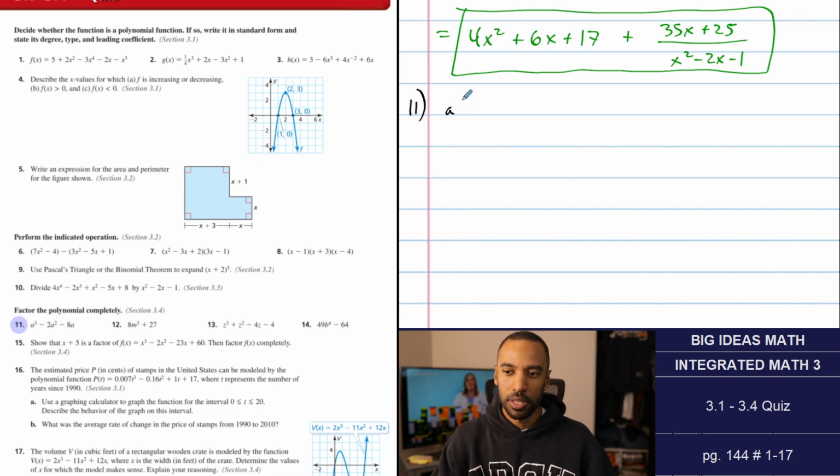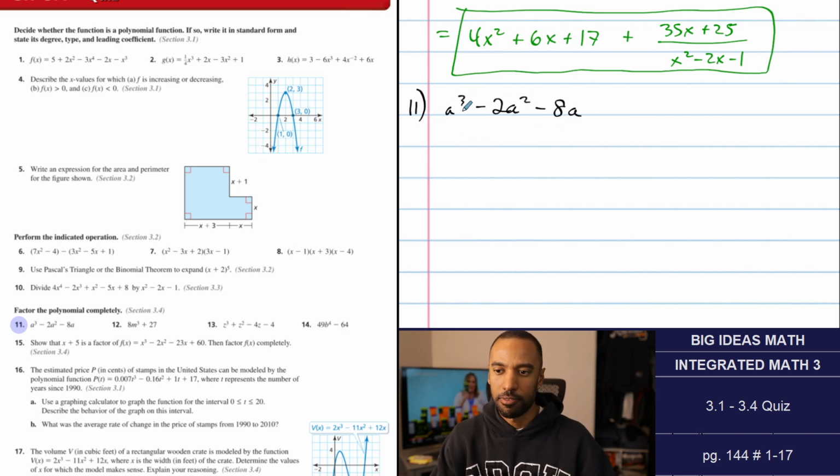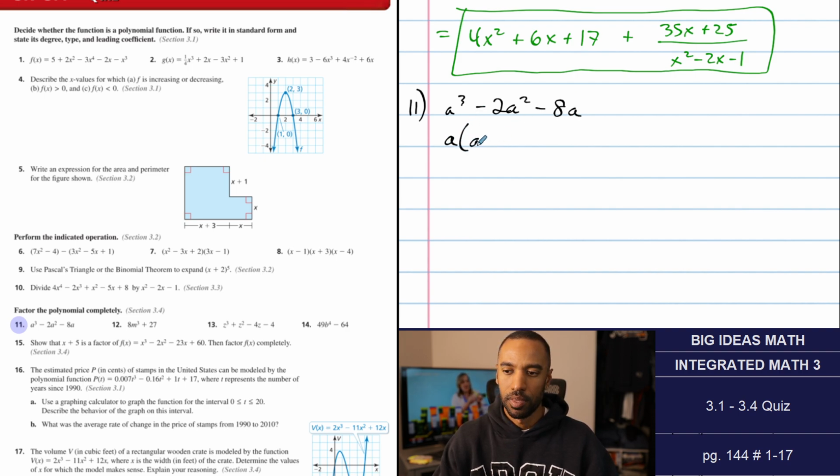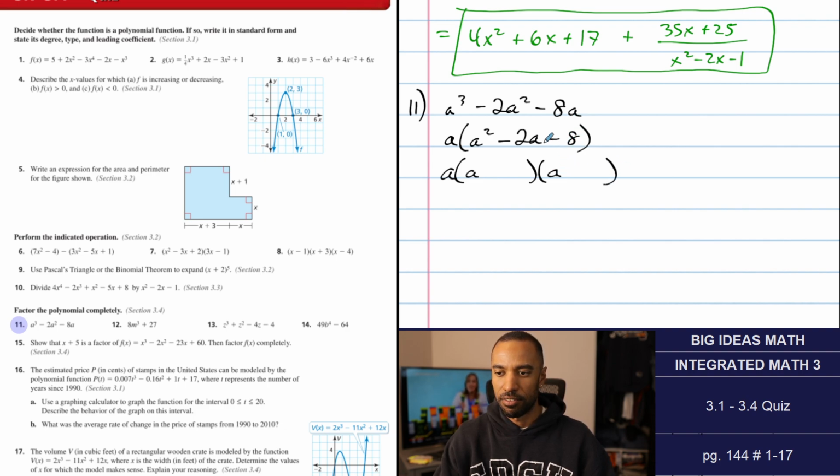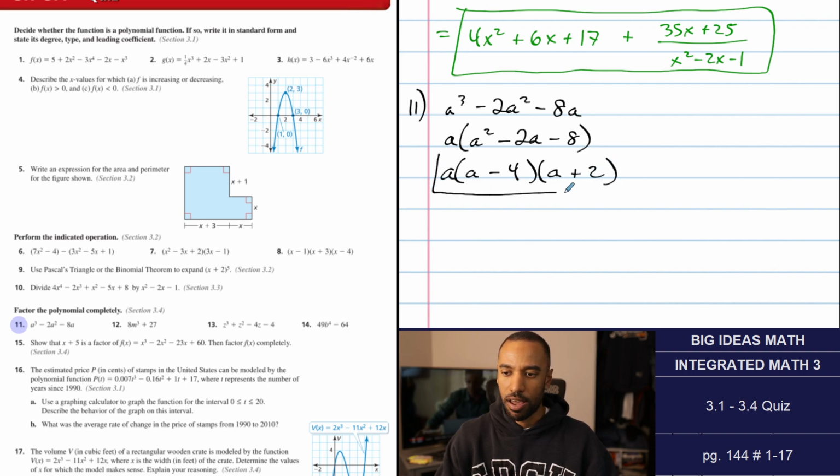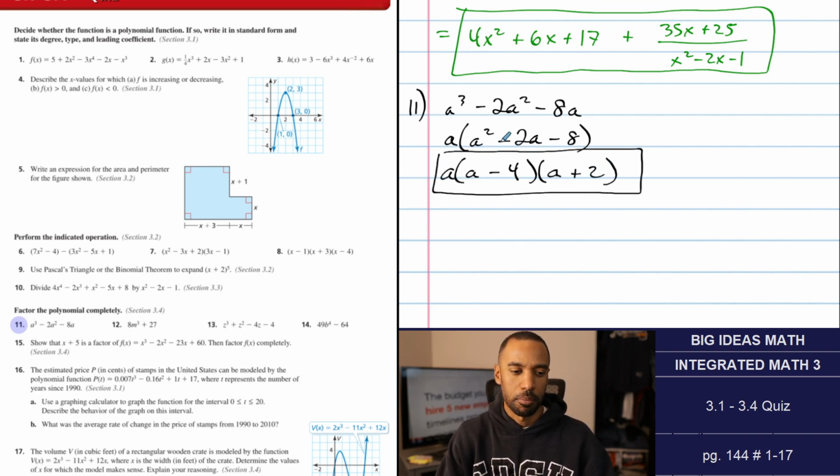Factor the polynomial completely. We have a cubed minus 2a squared minus 8a. I begin with seeking common factors, and I indeed have one with a, where I'm left with a squared minus 2a minus 8. This quadratic trinomial is one of those basic factorization types where you have two binomials that multiply together. We've got to find two numbers that multiply to make negative 8 and add to negative 2. Those are negative 4 and positive 2. This is the final complete factorization of number 11.